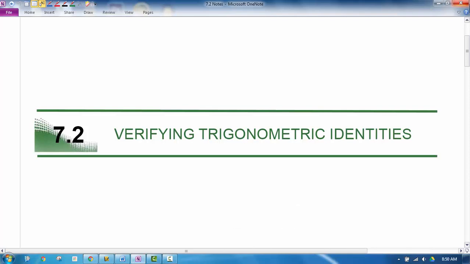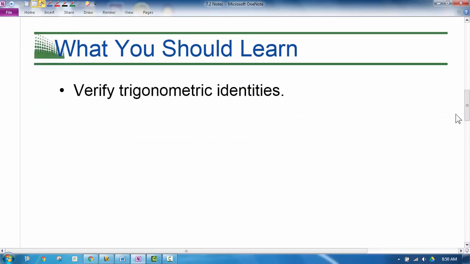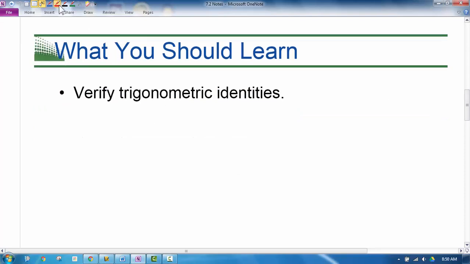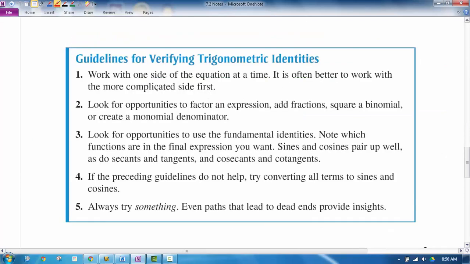All right, 7.2 is on verifying trig identities. So that's the only thing we're going to do for this section. So you should learn just to verify trig identities. All right, the book gives some steps for verifying trig identities.